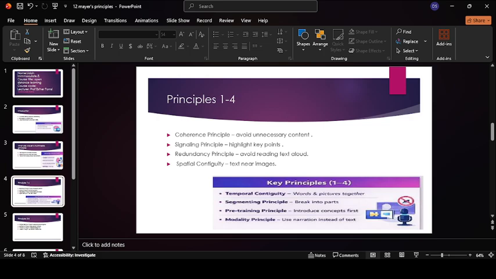Then the next principle is the redundancy principle. It talks about how you can avoid reading text aloud. You have to say it in a soft tone. Then the next principle is spatial contiguity. This principle is about putting your text close to the image in your presentation or slide when you're teaching your students online. The text should be close to your image.